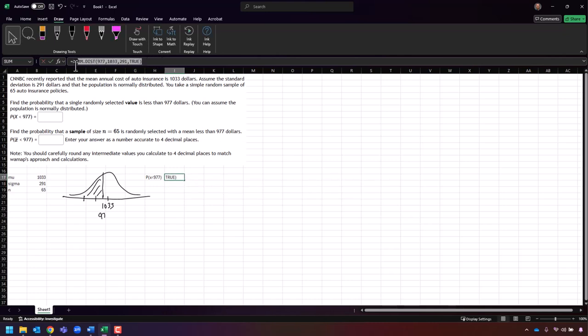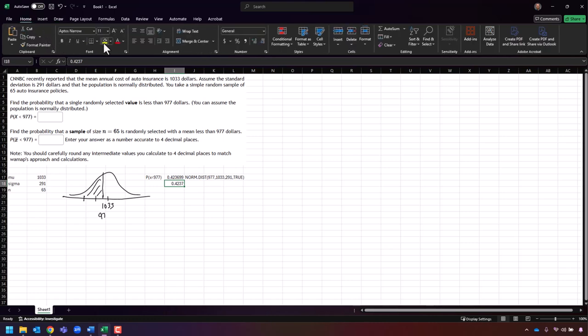So we've got this 0.4236, and the 6 is followed by a 9, so I'm going to round that to 0.4237 as my answer for the first one.